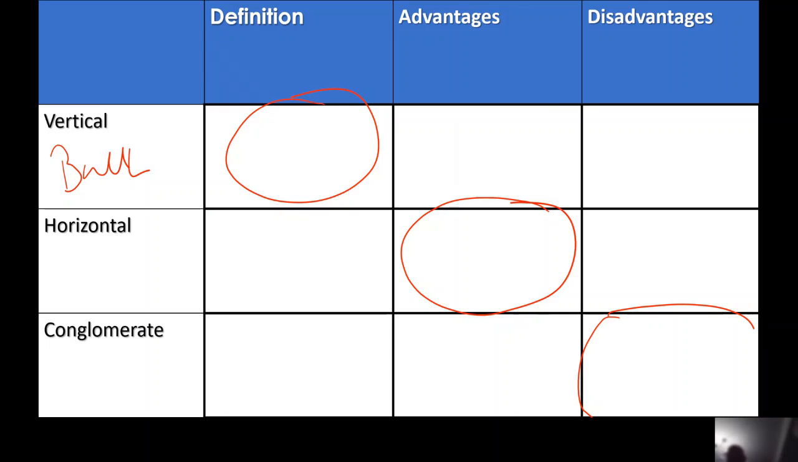So let's put your notes away initially for this activity, and just have a think for a minute about how you would define vertical. Put that down on your whiteboard, how you would explain an advantage of horizontal, and how you would explain a disadvantage of conglomerate. So just a quick minute or two to think about that.